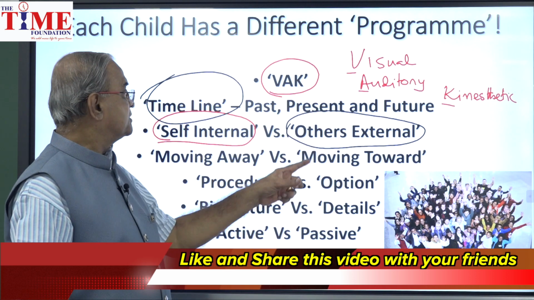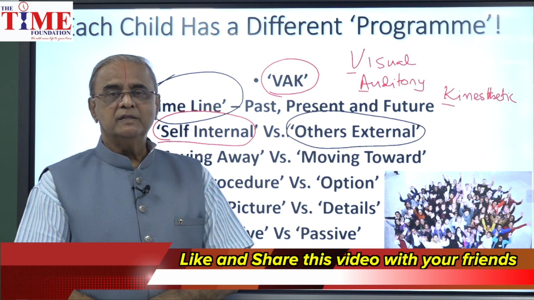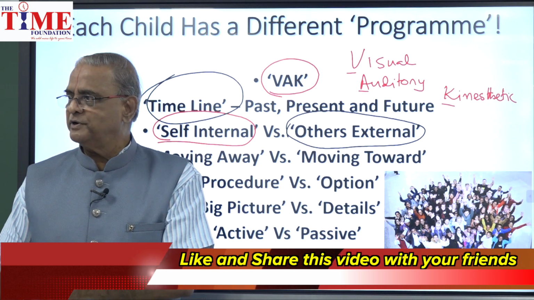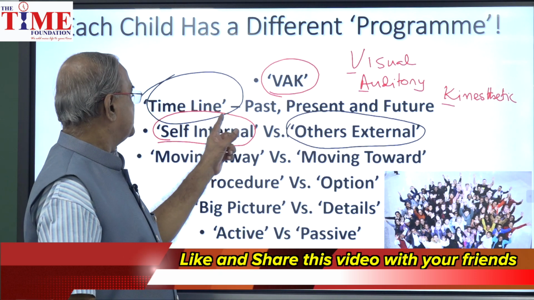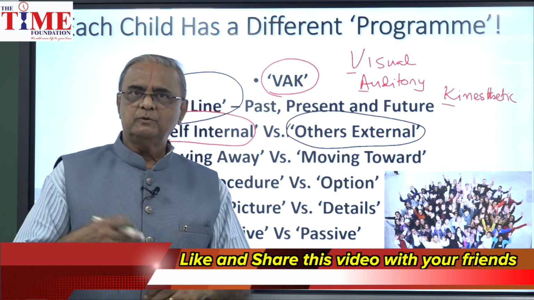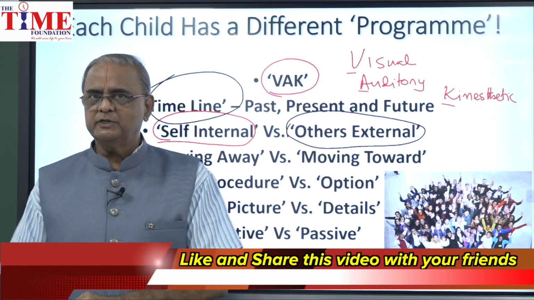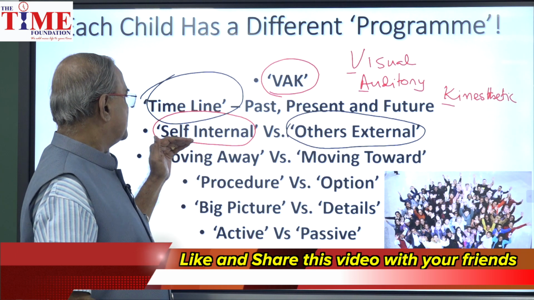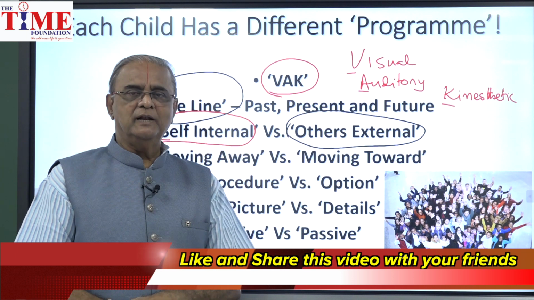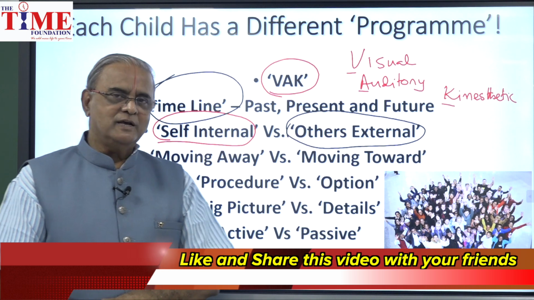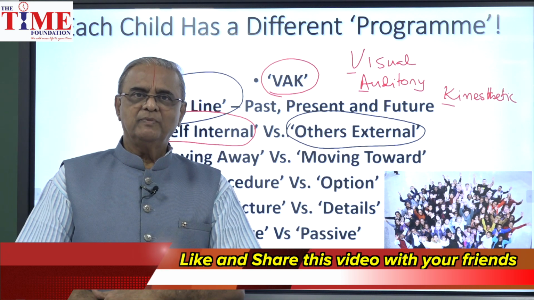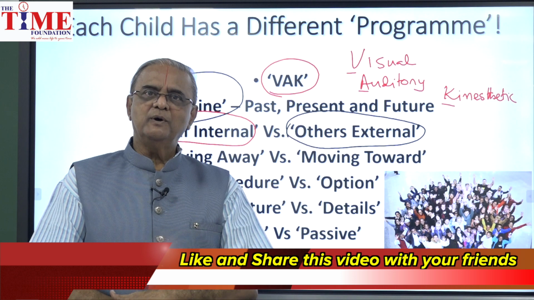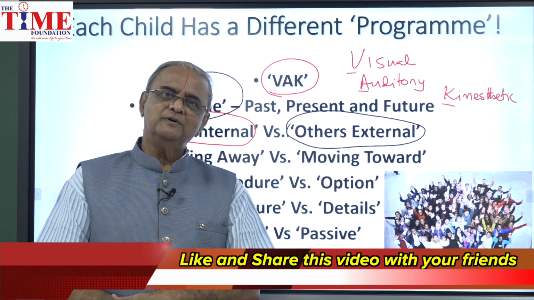So in this episode we have seen three. There are visual students, auditory students, kinesthetic students. We have seen the timeline. There are past orientation, present orientation and future orientation, and there are students who are self-internal or others external. Till we meet next week, think about it and find out what is your orientation. See you next week.